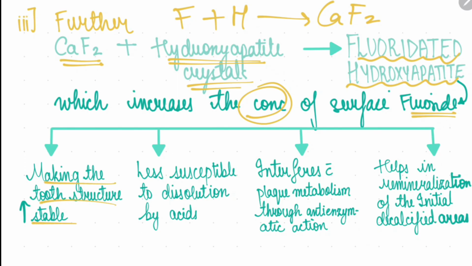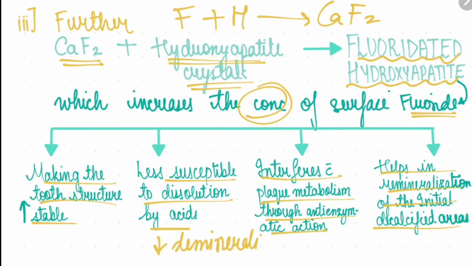The tooth structure becomes more stable. There is less susceptibility to dissolution by acid, which means there is decreased demineralization. Then it interferes with the plaque metabolism through anti-enzymatic action, and then it helps in remineralization of the initial decalcified areas. We have seen this in the mechanism of action of fluoride. There were 5 actions that the fluoride does.